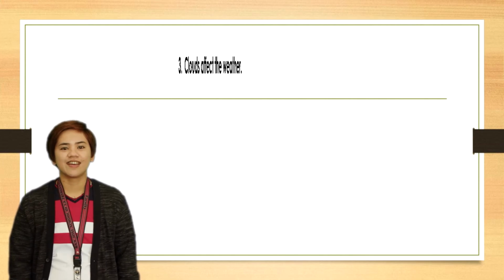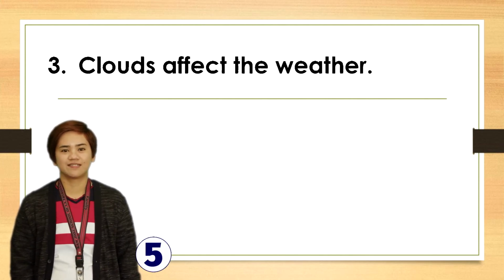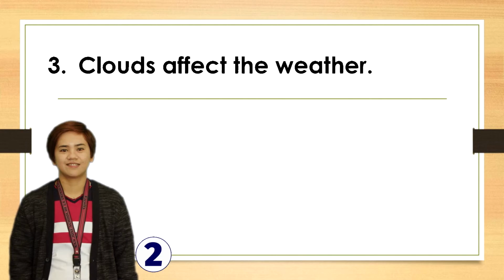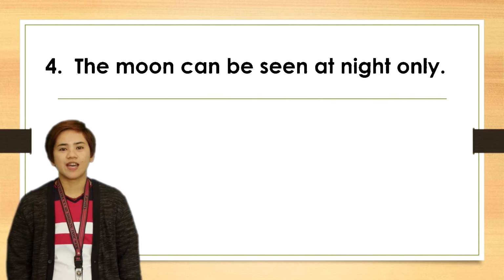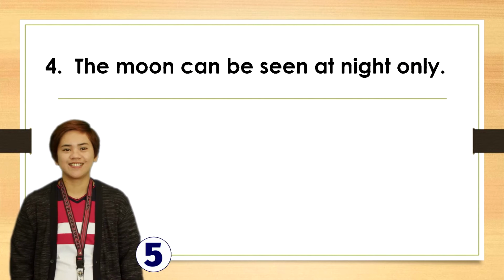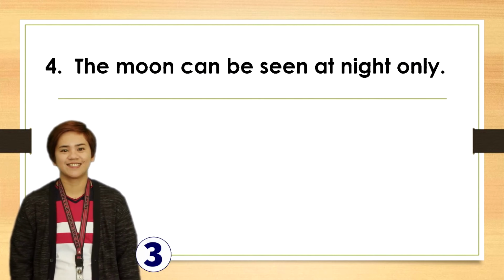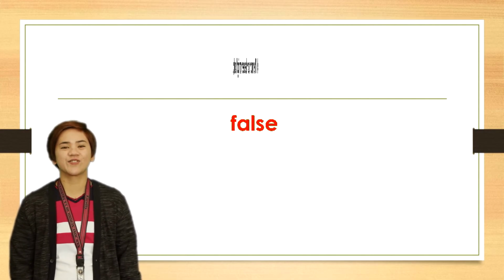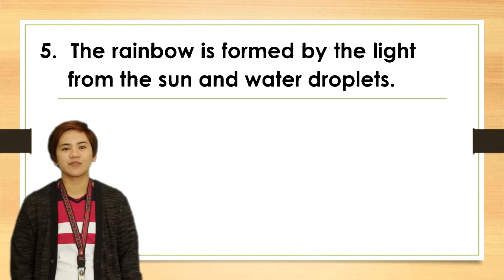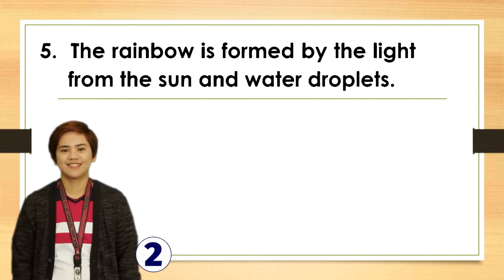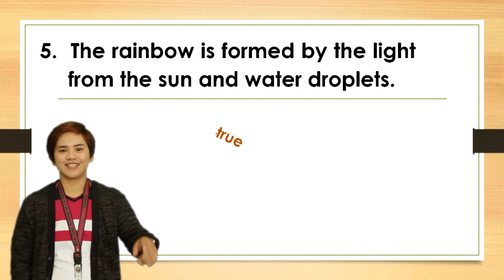Number 3. Clouds affect the weather. You are correct. It is true. Number 4. The moon can be seen at night only. Correct. The answer is false. Number 5. The rainbow is formed by the light from the sun and water droplets. Very good. It is true.